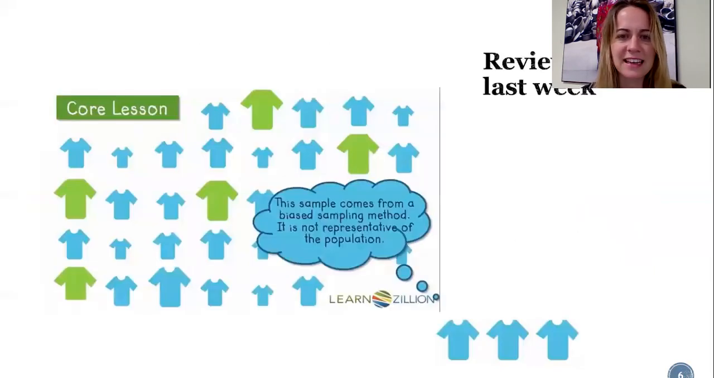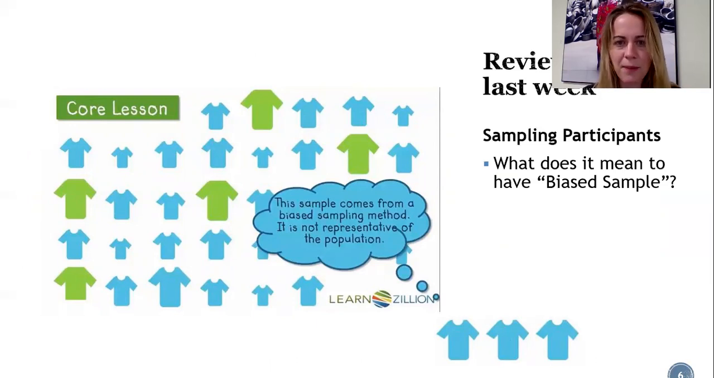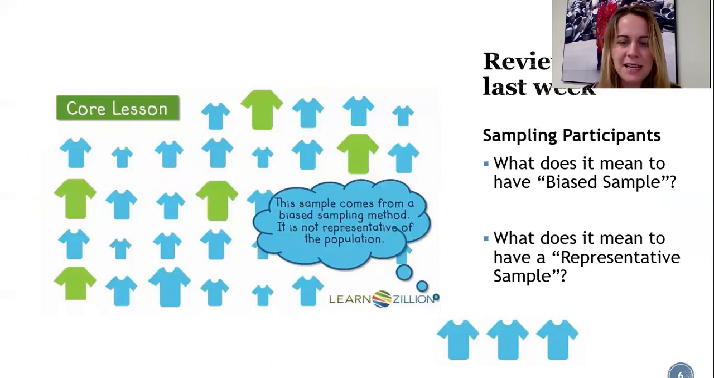Here's this in another visual. Imagine our target population involved blue shirts, green shirts, and various sizes of shirts. If our sample only involved blue shirts, then we would have a biased sample. A representative sample would be a sample of participants that involve both green shirts, blue shirts, and different size shirts.